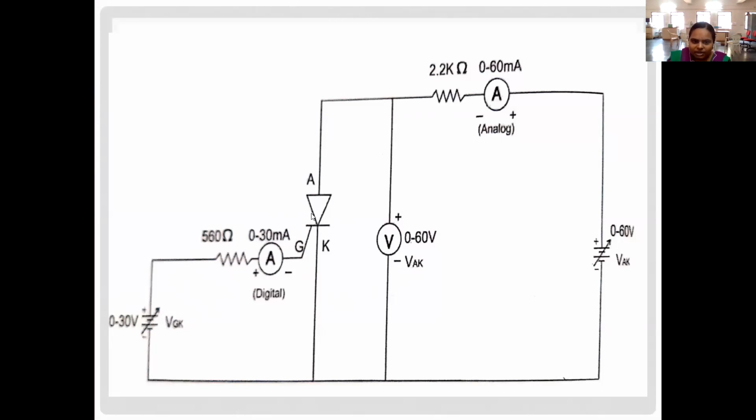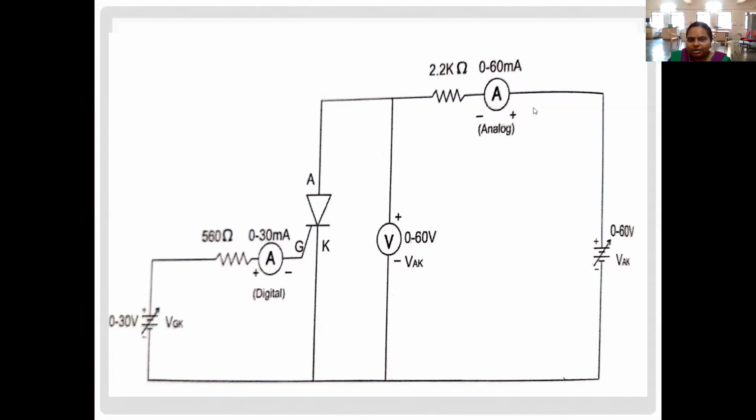Then our SCR connection is done. Here is the anode. The anode is connected to the resistor and also to the voltage, that is 0 to 60 volts, of a positive terminal. It is the voltage across anode to cathode. This is gate to cathode. Here it is anode to cathode. Then the resistor is connected to the negative terminal of the ammeter, with a range of 0 to 60 milliamps.